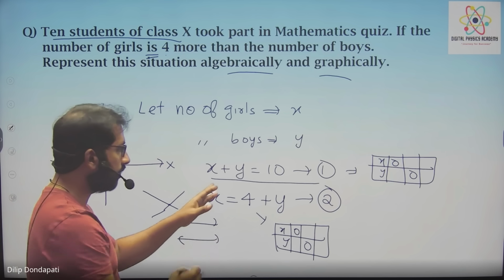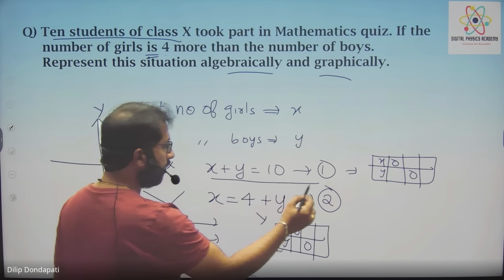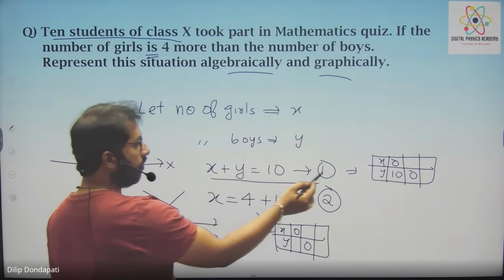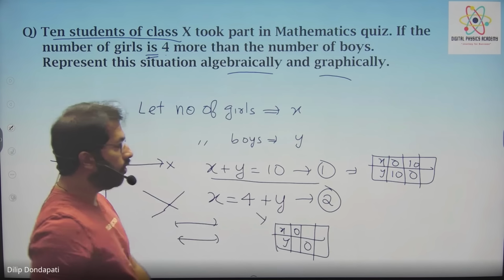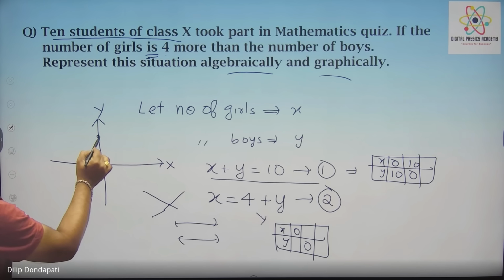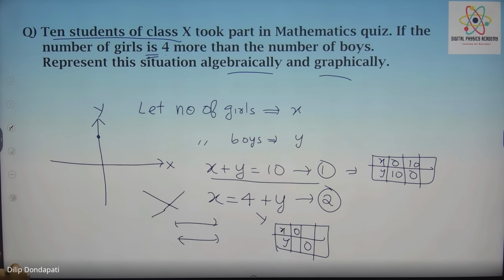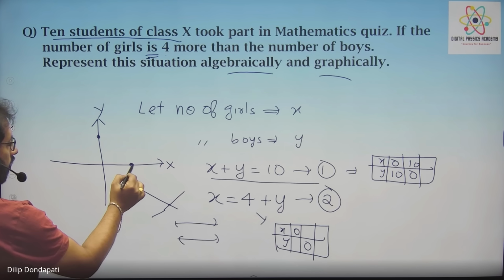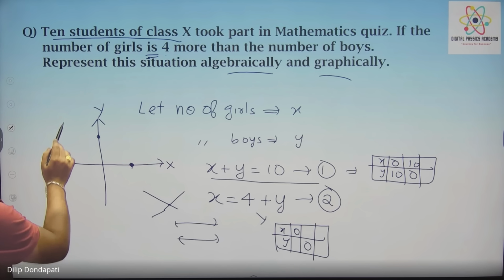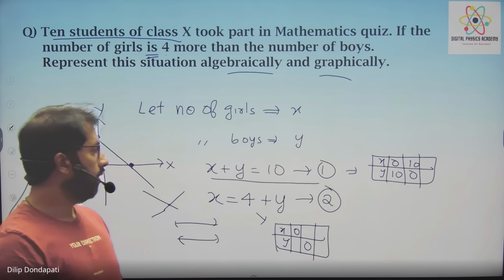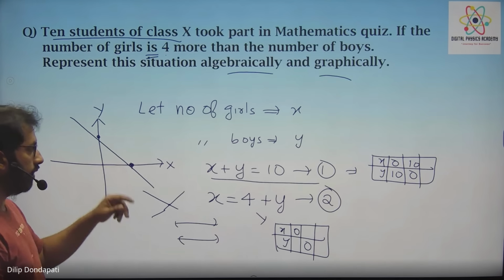See, the first graph: you got x equal 0 means y equal to 10, and y equal 0 means x equal to 10. So what is the point? 0 comma 10, and 10 comma 0. Sir, I took it approximately because I don't have graph paper. No, in graph paper try to draw, then it will come exact.